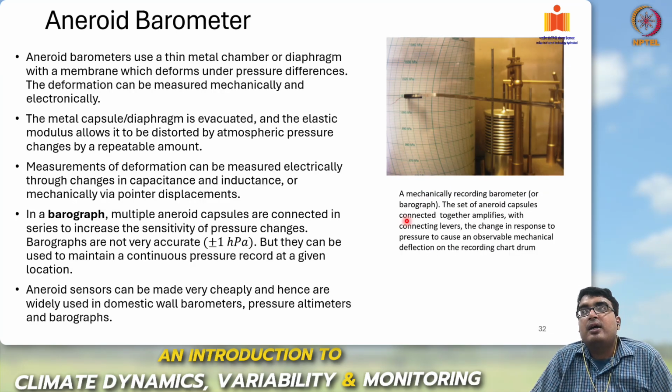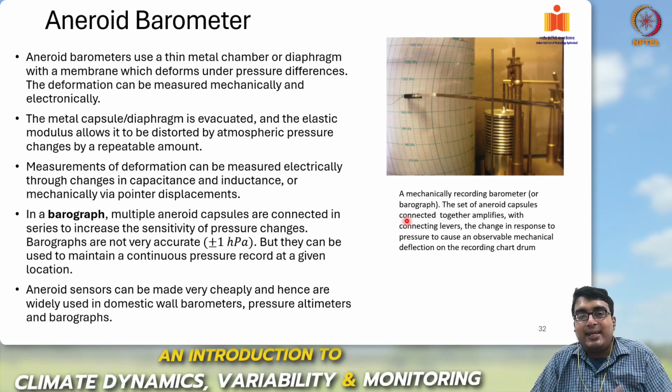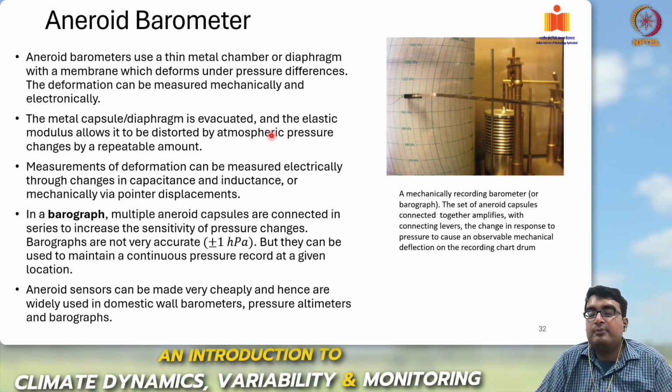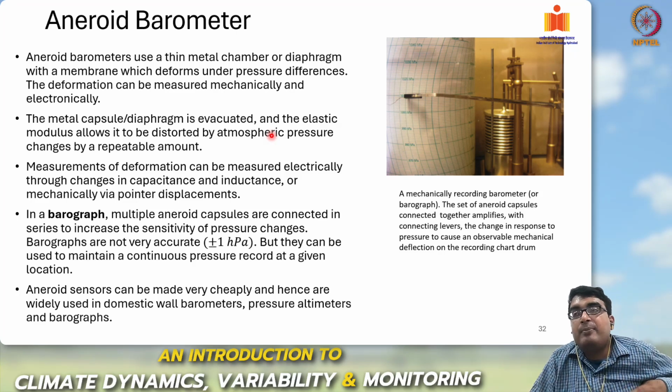Next, we discuss the aneroid barometer, that is, barometers that do not use a liquid column to measure pressure. Aneroid barometers usually use a thin metal chamber or diaphragm with a membrane which deforms under pressure differences. The deformation can be measured mechanically or electronically. The metal capsule or diaphragm is evacuated, and that is how the pressure differential can be measured.